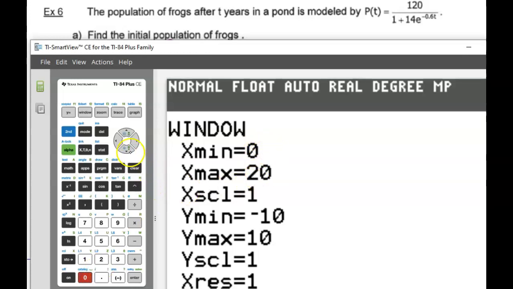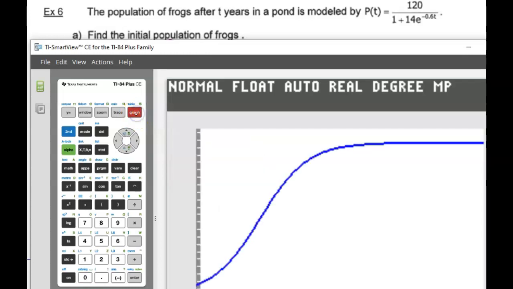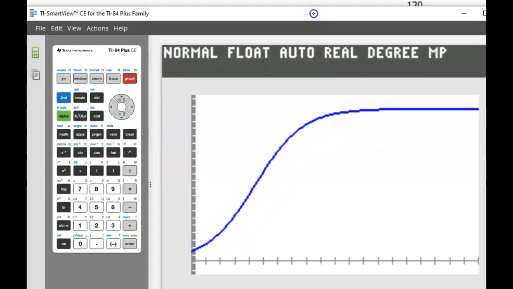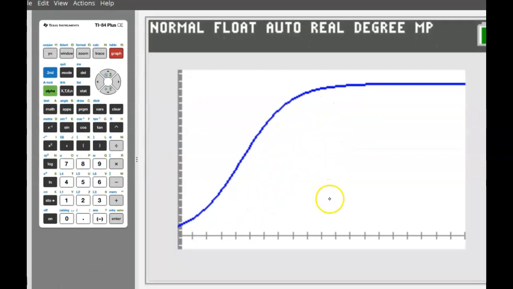Now, I know where the top is. What is the maximum number of frogs? 120. So I'm going to put like 130 here for my Y max, just so I can see the top. And you could make the Y min 0, because you really can't have negative, but I'm just going to leave it. I'm lazy. Okay, how's it looking?